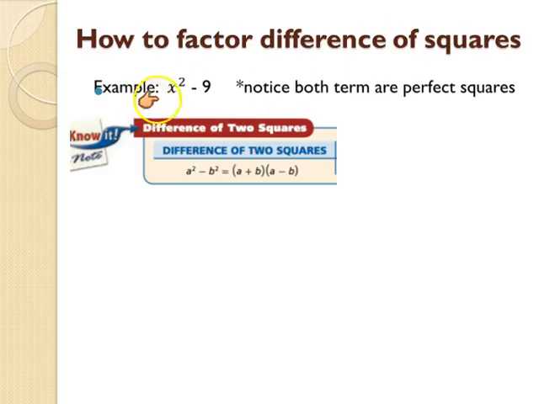All right, so let's jump right in with the last thing we're learning about in Edgenuity in the polynomials unit. And the last thing you're going to do is learn how to factor a difference of squares. So what do I mean when I say a difference of squares? Here's an example of a difference of squares.